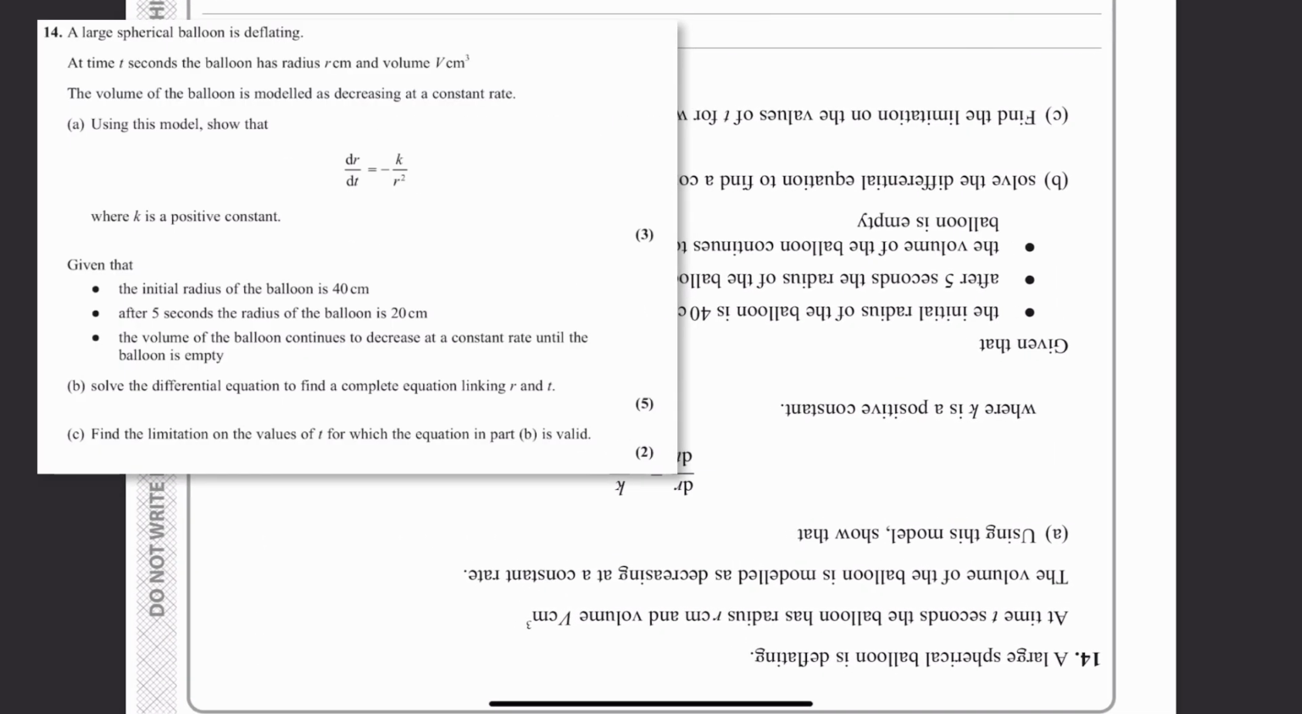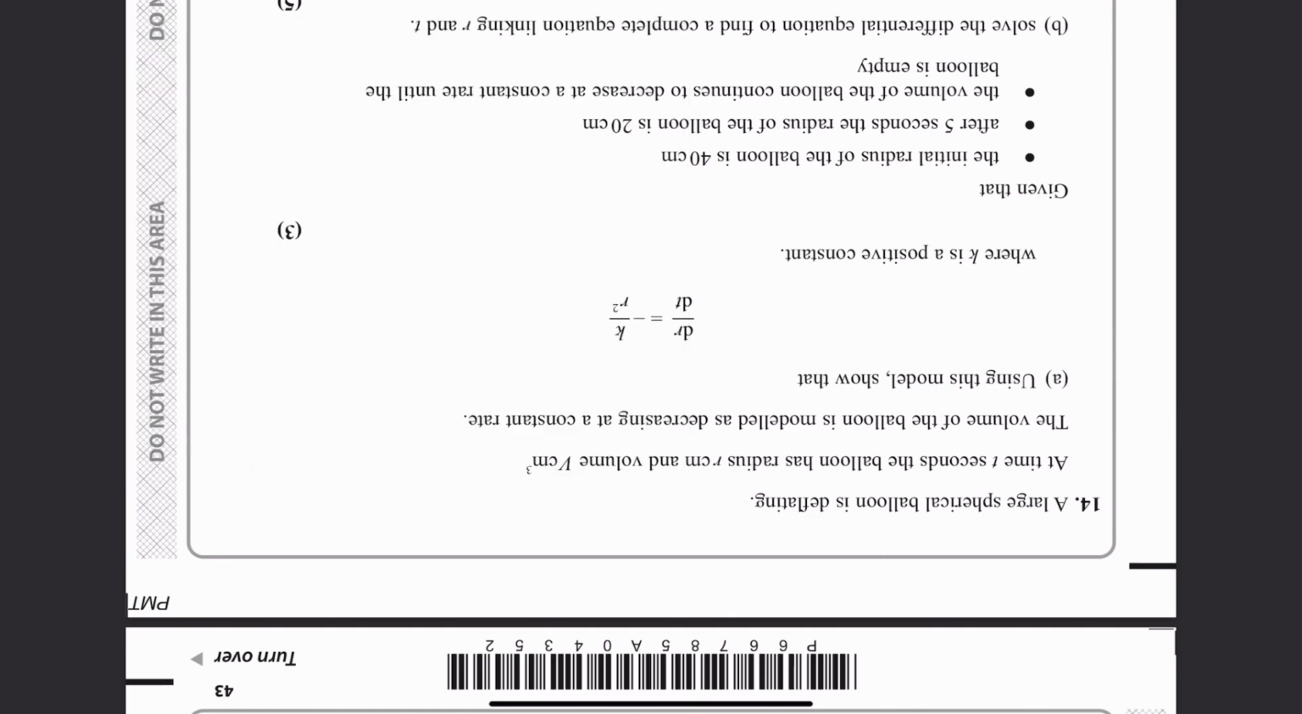Oh, large spherical balloon. Okay. A large spherical balloon is deflated at time t seconds. At time t seconds, the balloon has radius r centimeters and volume v. The volume of the balloon is modeled as decreasing at a constant rate.